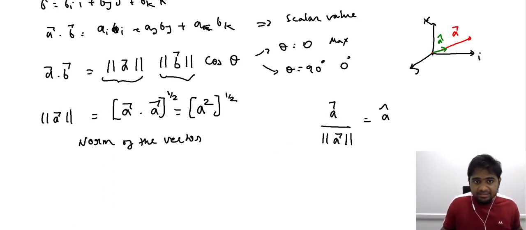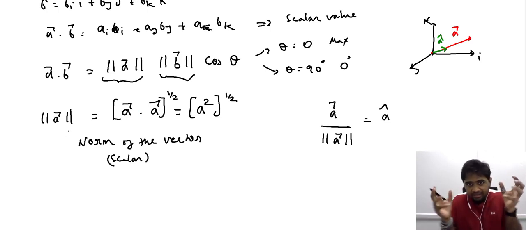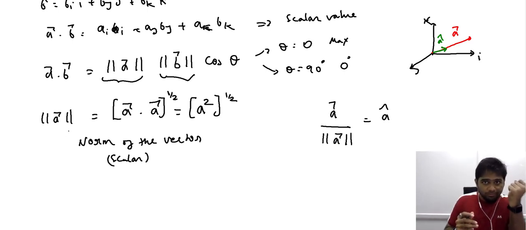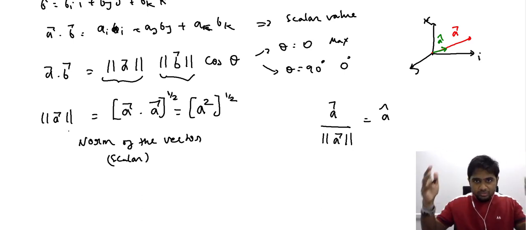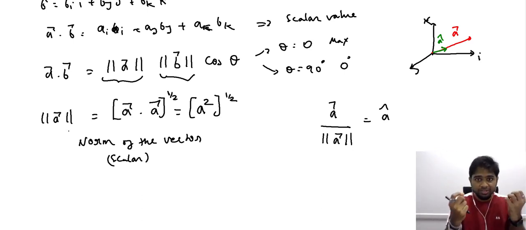The norm is, again, since we are taking the dot product, a scalar. It just considers the magnitude of the a vector. So the norm is a scalar because we are considering the dot product of a vector with itself, and we are taking the square root because we have to appropriately relate the outcome of this dot product to the magnitude. So we are taking the square root of it.